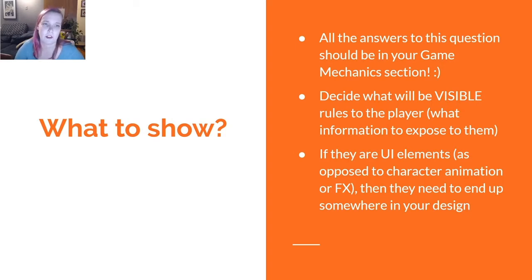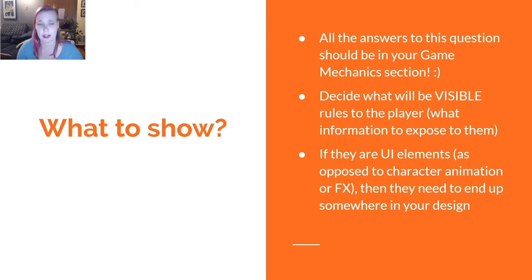So in terms of what to show, all the answers to this question should be in your game mechanics section, but if they're not, this is a good time to fill it out. You may want to decide what will be visible rules to the player, so what information you want to expose to them. Presumably some of your rules will not be visible or directly communicated to your player. It's going to be something that you're expecting them to figure out in some other way. So once you know what the rules are that you intend to show all the time, like how much HP they have, for example, that's going to inform how your UI is going to look for that screen.